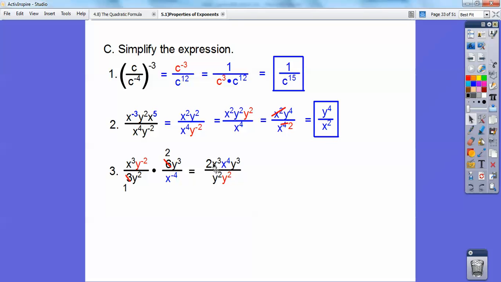Now I'm going to go ahead and add these exponents. X cubed times x to the fourth becomes x to the 7th. You guys with me? And similarly, y squared times y squared is y to the fourth because I added those exponents. Now, it's just like I did right here. I have 3 y's upstairs, going to take away 3 of the 4 downstairs, so there's 1 left. So 2x to the 7th over y.